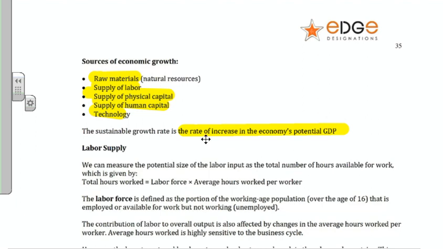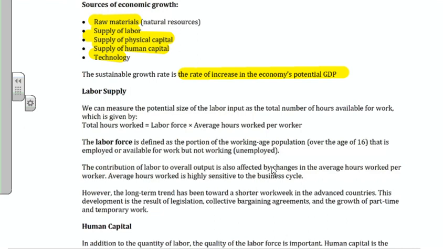Labor supply. Total hours worked is the labor force times the average hours that each worker works. What is the labor force? That's the portion of the working age population over age 16, which seems a bit young, that is employed or available for work, but perhaps is not working.